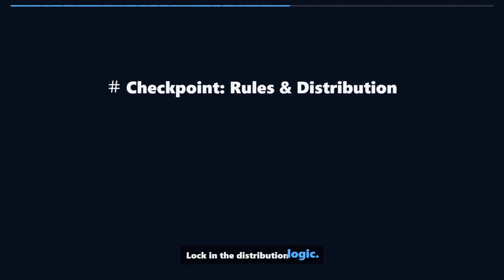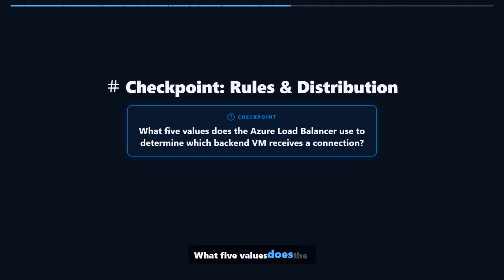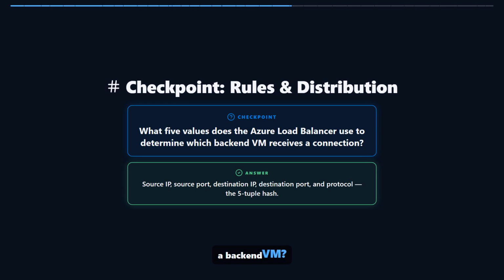Lock in the distribution logic. What 5 values does the load balancer hash to pick a backend VM?